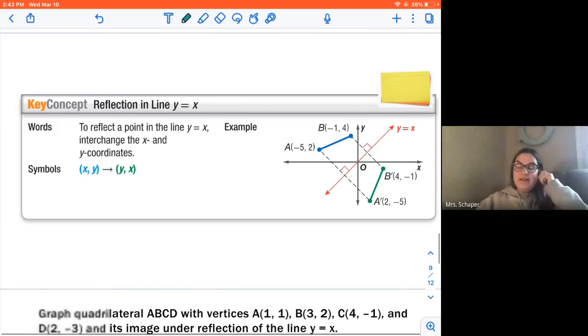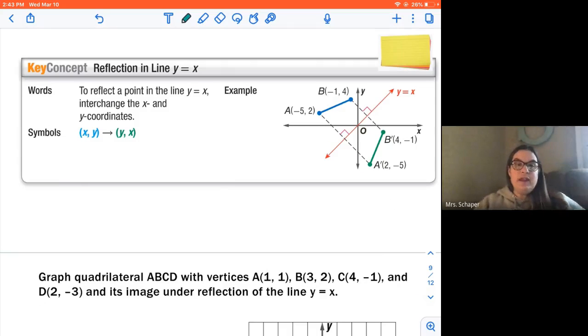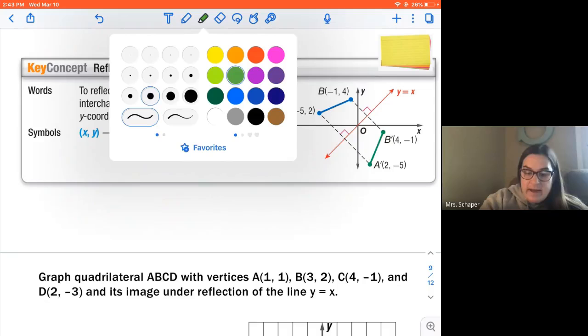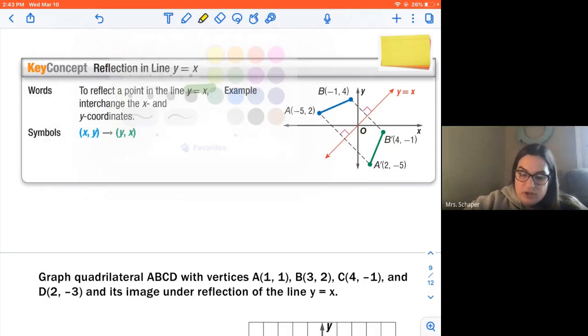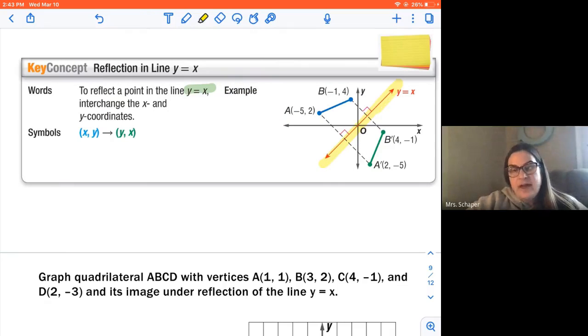Now, here's where it gets a little bit different. We're going to be reflecting it over the equation y equals x. So just a reminder that y equals x goes through the origin and has a rise of 1 and a run of 1. So that's what the equation y equals x looks like. When we are going to reflect an ordered pair over that, here is the rule for that. When you reflect it over that diagonal line, you're going to switch your x and your y values, right?